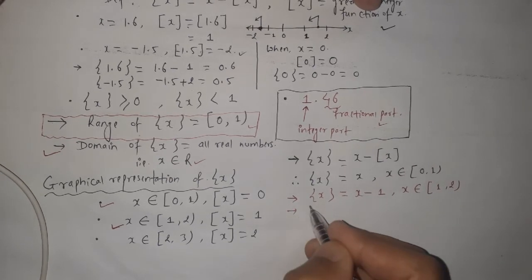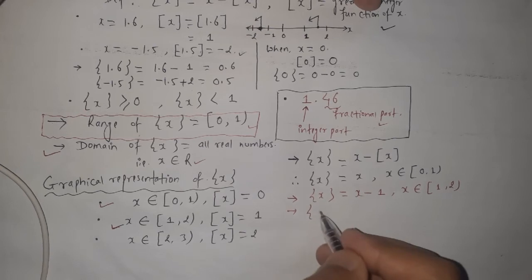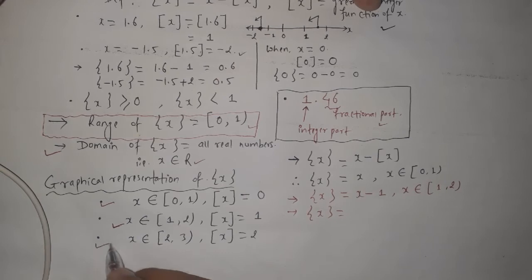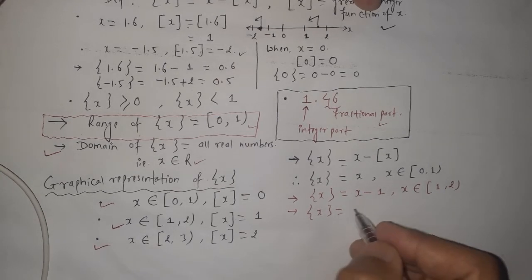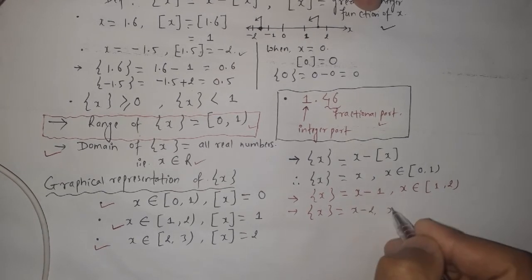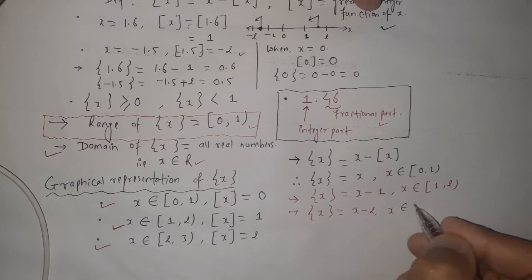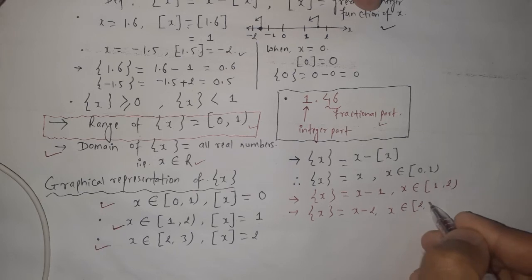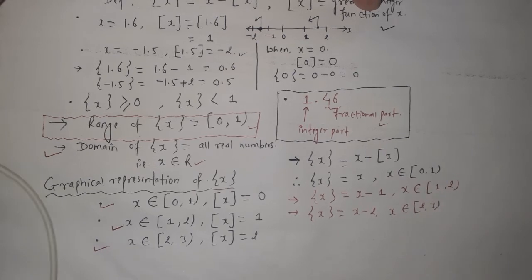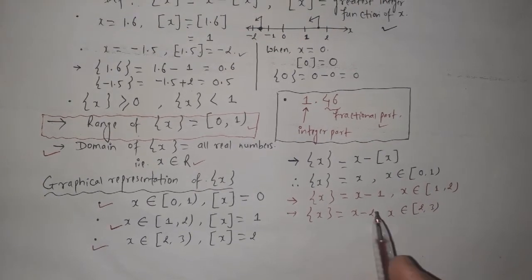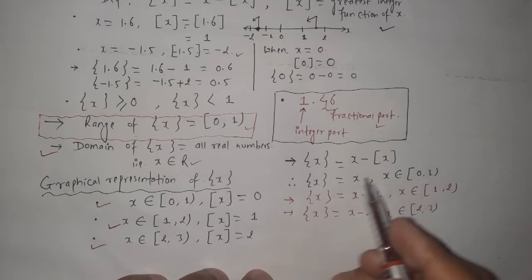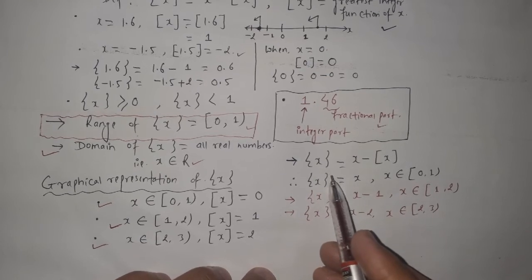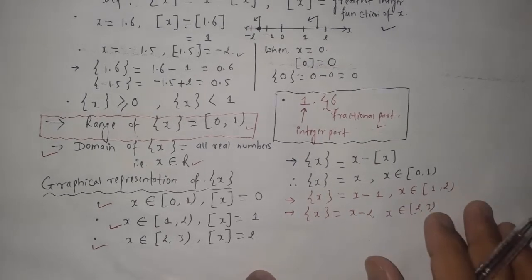Similarly, we can define the fractional part function of x on the third region. This is just x minus 2, and it is valid when x belongs to the interval from 2 to less than 3. Here we calculated some values of the fractional part function. Let's draw this information on the graph.